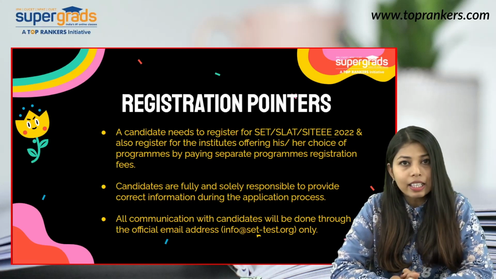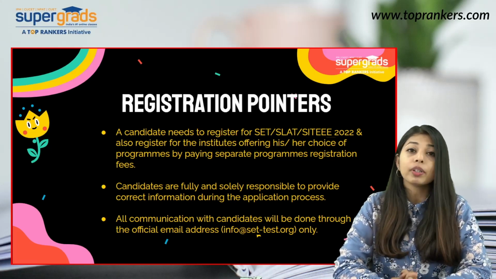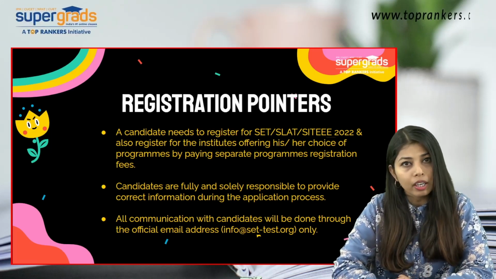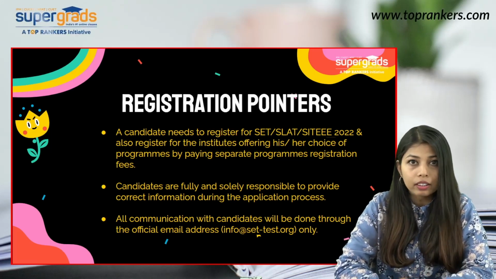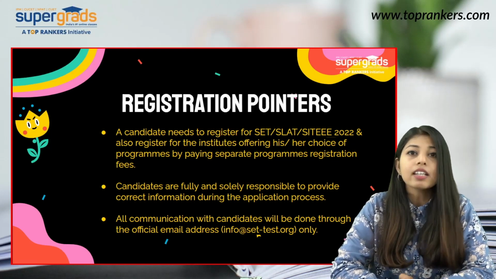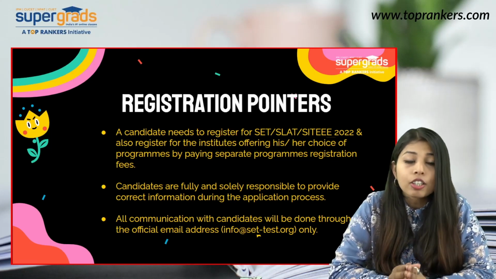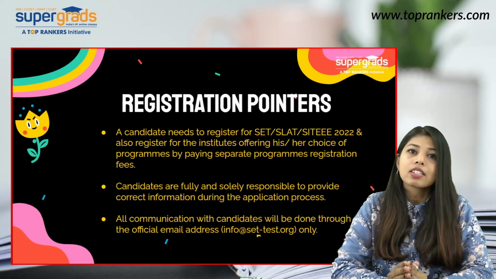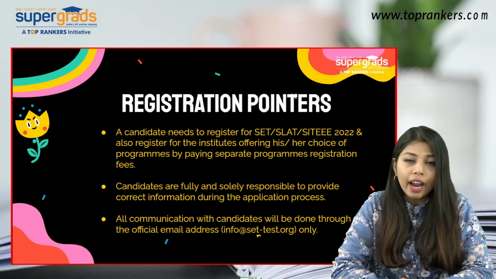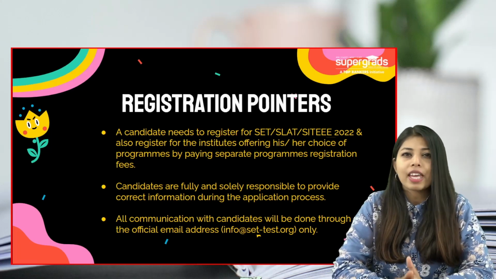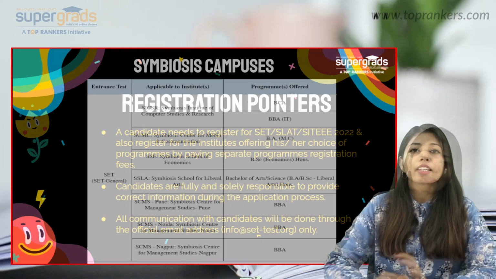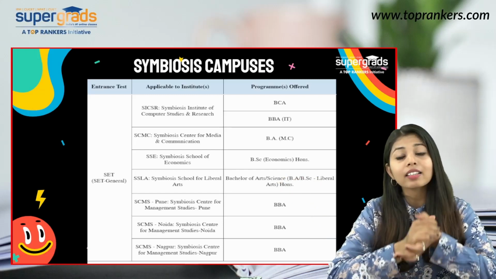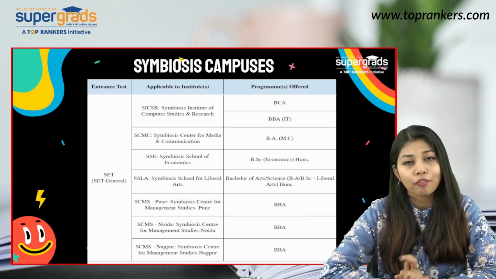And lastly, the institute is going to communicate with you, will be in touch with you with this given email address, that is info@set-test.org. All the mails will come to you from this, which will have all the details, and you will be notified about your center and admit card and everything. Now, students, here is the list of different campuses and their respective programs that they offer.